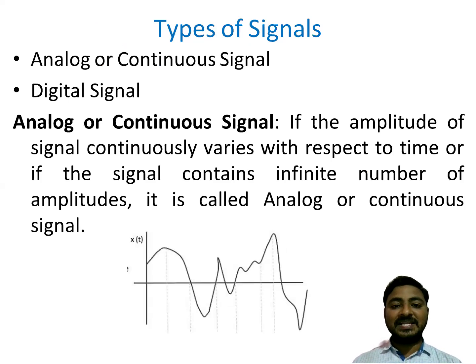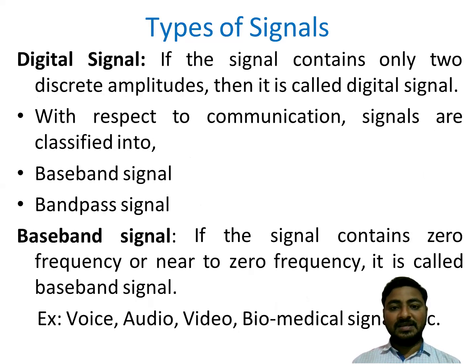So, types of signals. Signals are classified into two types: continuous or analog signal, and digital signal. Analog or continuous signal: if the amplitude of the signal continuously varies with respect to time, or if the signal contains an infinite number of amplitudes, it is called an analog or continuous signal. Next is the digital signal. If the signal contains only two discrete amplitudes, then it is called a digital signal.